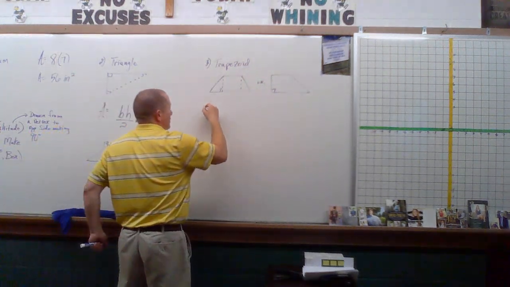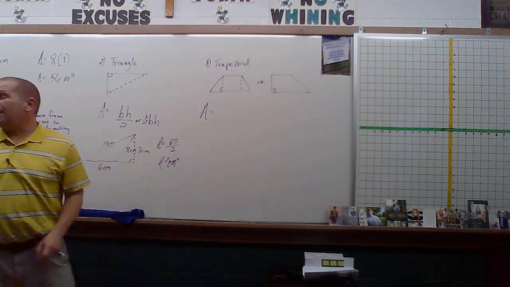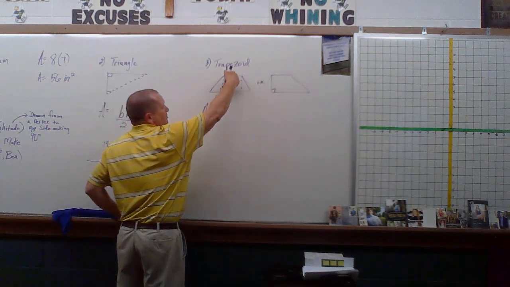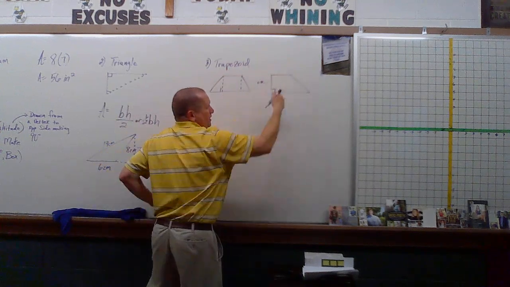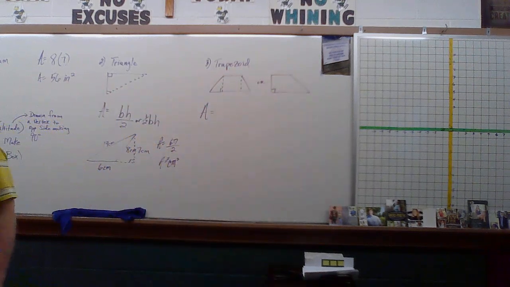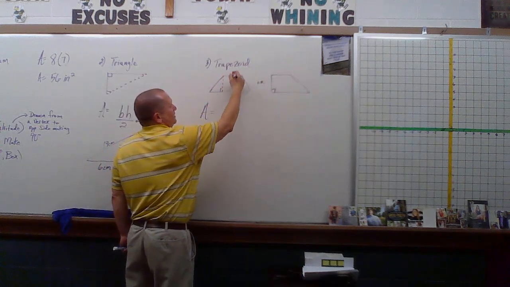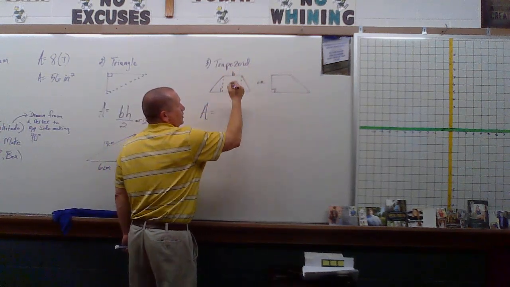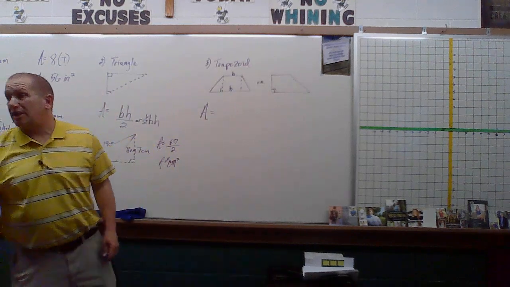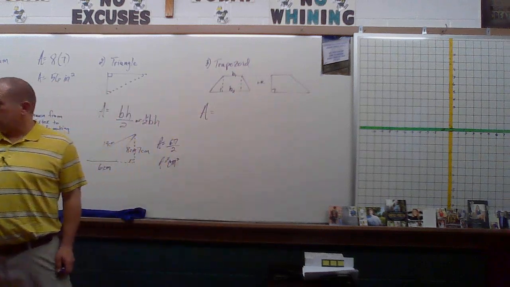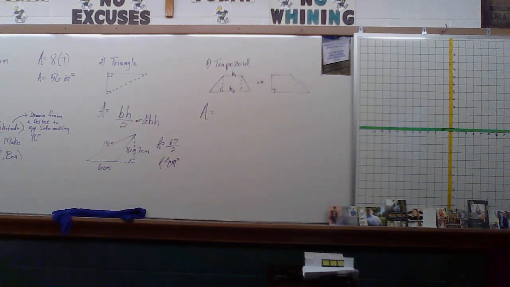So my area is going to be, how many bases do I have? 2. I actually have one up here and one down here, right? The segments that are parallel to each other are my bases in a trapezoid every single time. So we have to differentiate between those two bases because I want to call this a B and I want to call this a B. So how do I differentiate between them? I'm going to use my subscripts. Remember those? So I'm going to call one B sub 1 and one B sub 2.